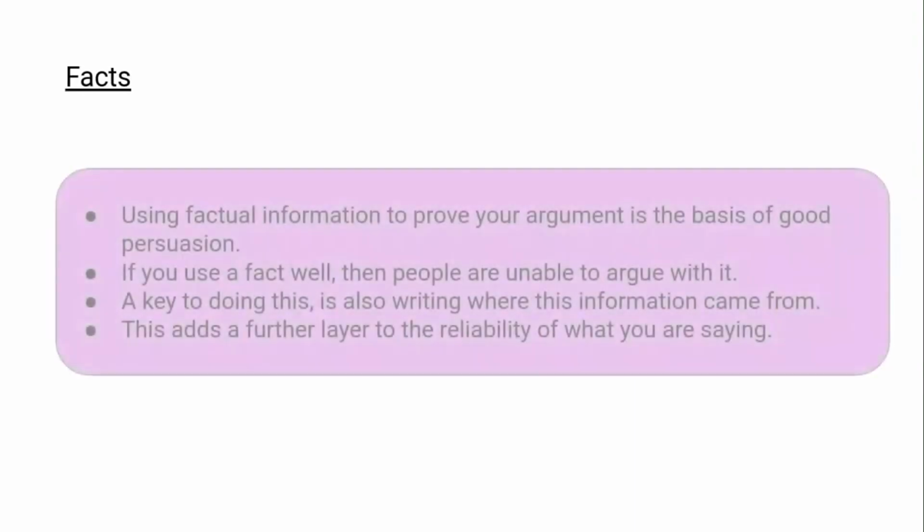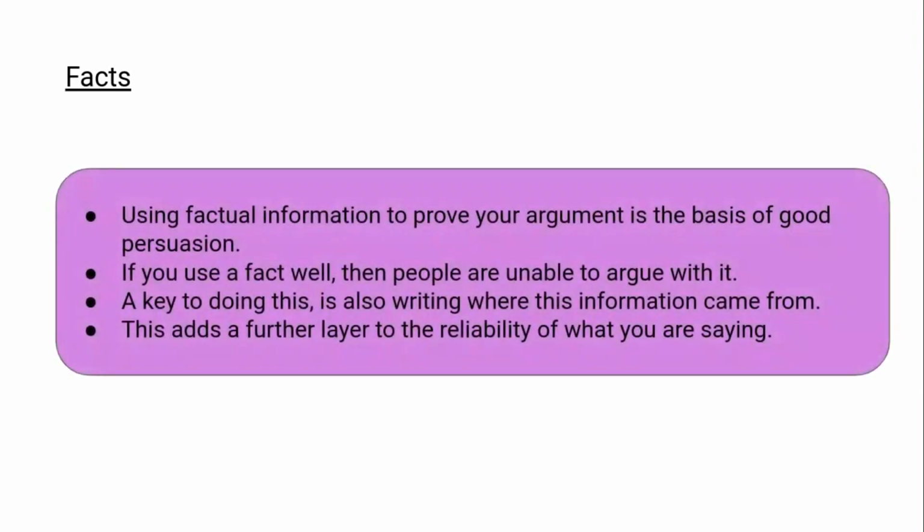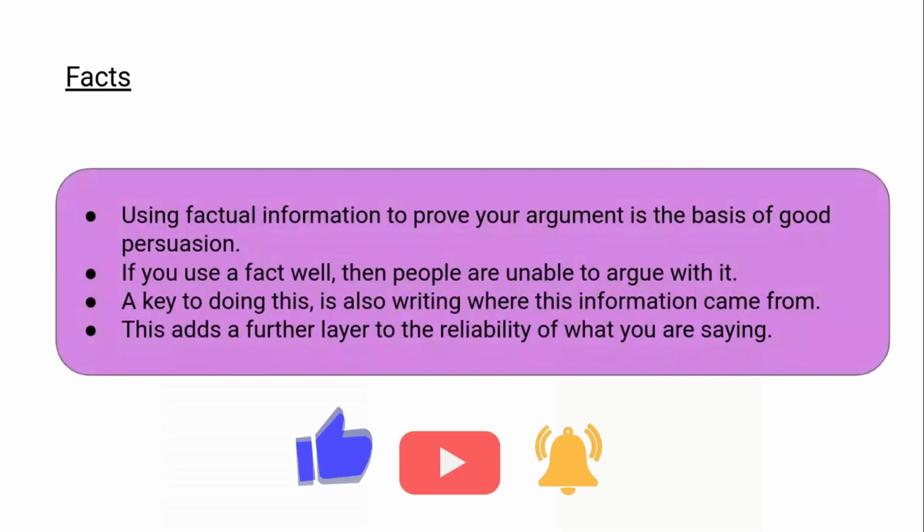Okay, finally, facts. Using factual information to prove your argument is the basis of good persuasion. If you use a fact well, then people are unable to argue with it. A key to doing this is also writing where this information came from. It's like when you quote somebody in an essay at school, you need to cite or write down in the footnote where you got this from, the book that is, and put it in a bibliography. Because what this does is it adds a further layer of reliability to what you are saying.